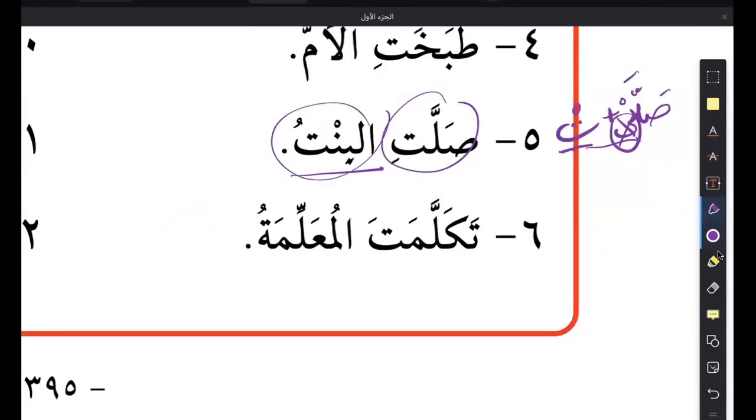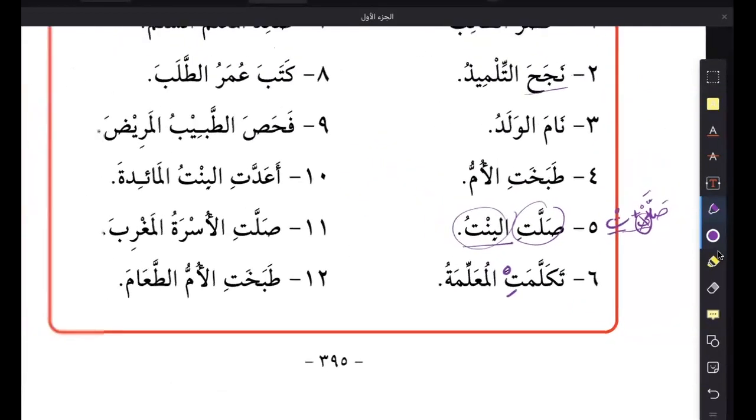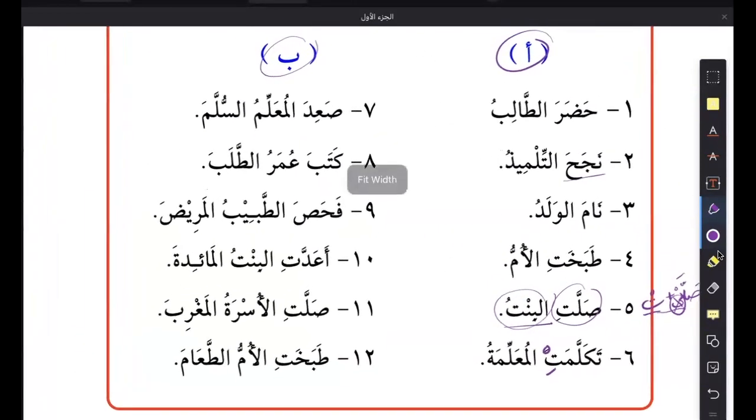تكلم, this is a mistake. تكلمت المعلمة. So it should be تكلمت المعلمة. So the teacher, the female teacher, spoke or had a conversation. Clear? So let's see what we have here.